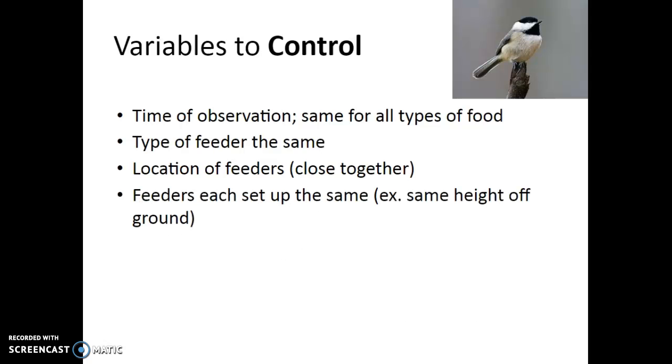They should be set up at the same level, like the height off the ground, because some birds like to be ground feeders, some are perching feeders. So my experiment needs to control for how high off the ground the feeders are. How much food do I put in the feeder? Because that might impact them, so I have to keep them topped off the same.